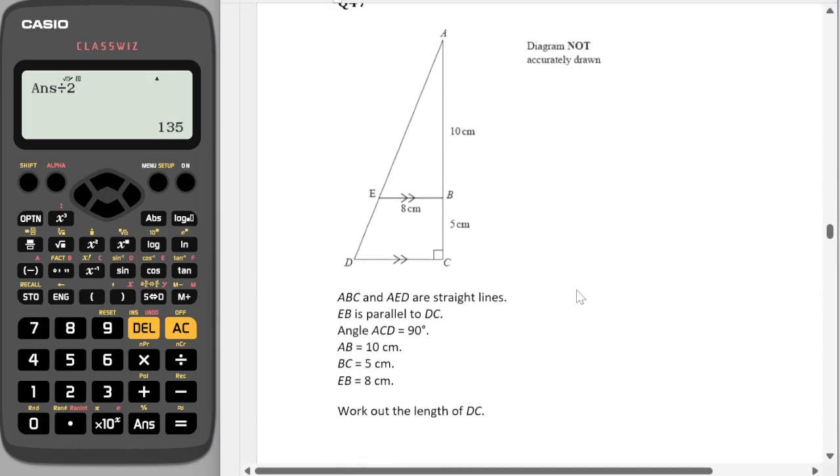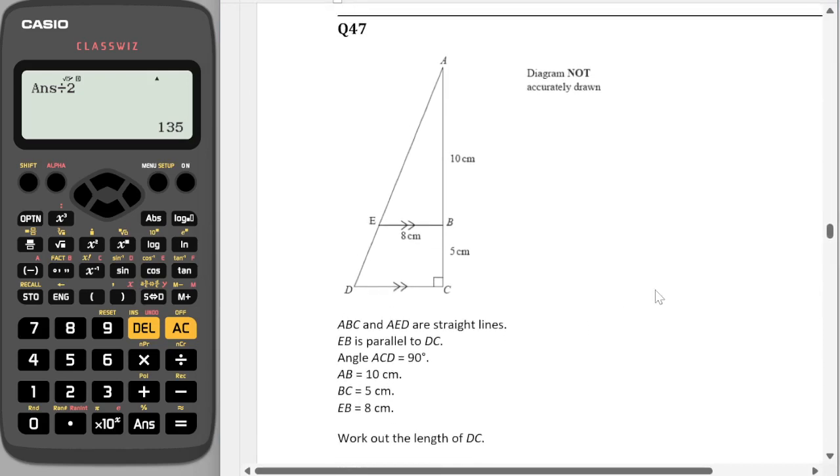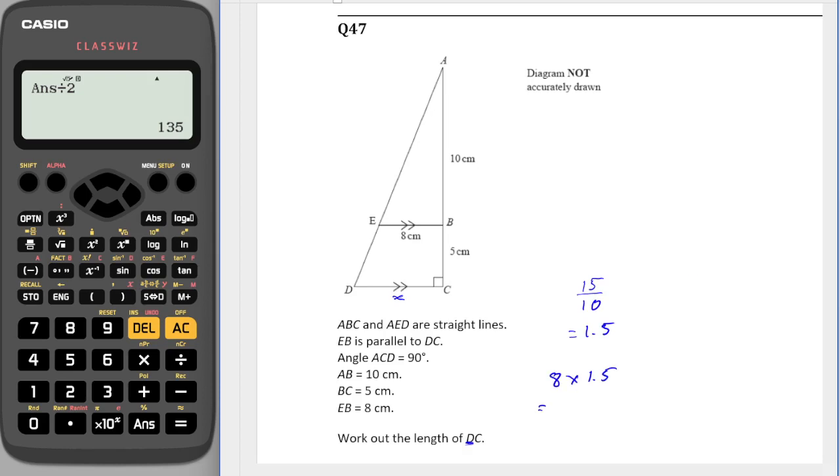Okay, question 47. So we've got 2 parallel lines. We've got the angle, work out the length of DC. So we want to work out this length here. So if I work out the scale factor between the two shapes using this length here, so 15 divided by 10 is going to be 1.5. So I need to do 8 times by 1.5, which is going to give me 8 plus 4, 12 centimeters.